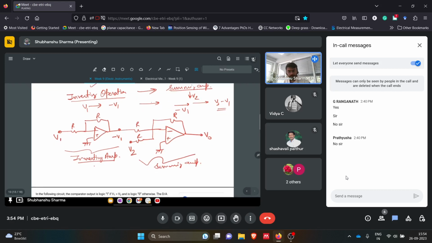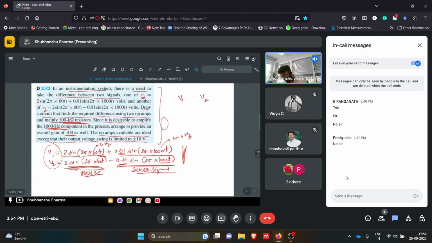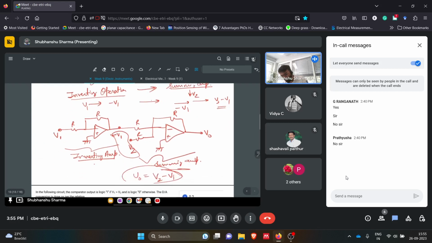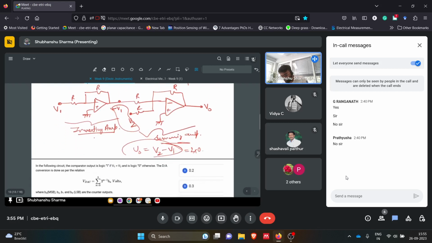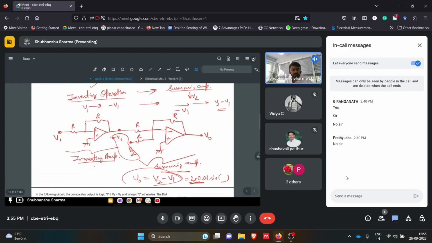This was the inverting amplifier. And what we finally achieve is the sum of these two, and we got V2 minus V1. That is the difference of these two signals, and that is what was being asked in the question. So if we take the difference, we will remove this noise, we will get the sensor signal. So the output will be 2 times 0.01 sine of whatever there was inside that. So this is the thing, but again there is a constraint.